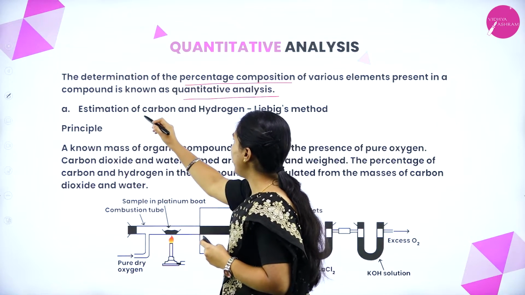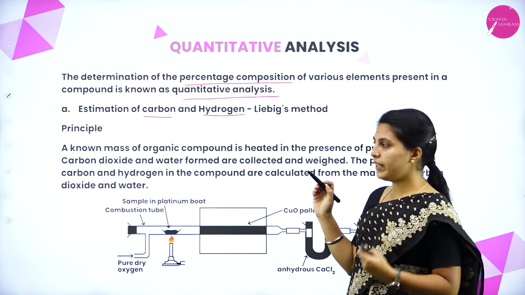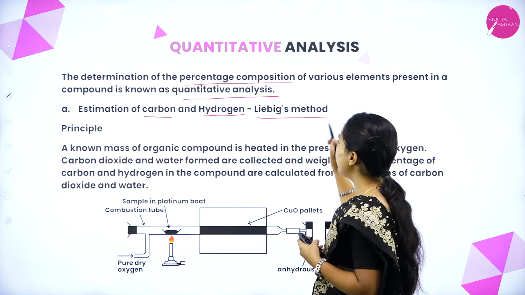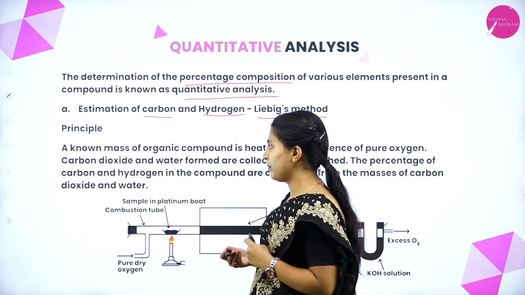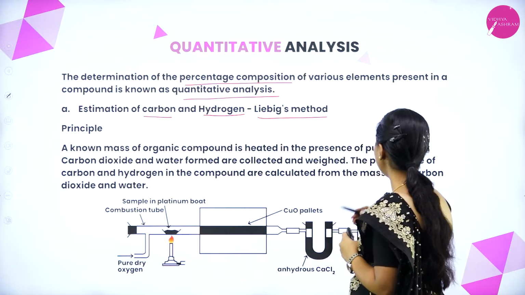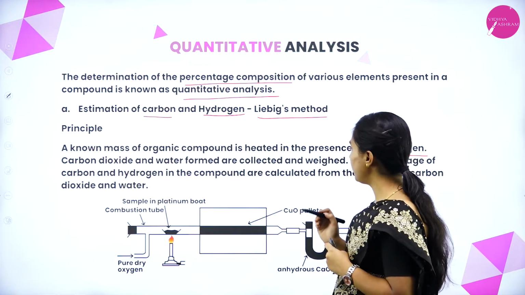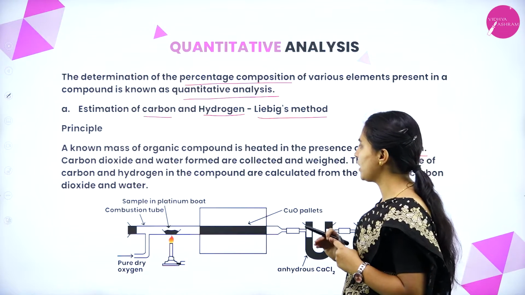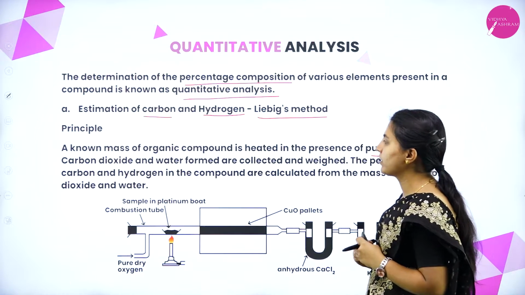Estimation of carbon and hydrogen. We have seen carbon and hydrogen in the qualitative analysis. Now we are seeing the estimation of carbon and hydrogen by Liebig's method. So what is the principle of this estimation? A known mass of organic compound is heated in the presence of pure oxygen. Carbon dioxide and water formed are collected and weighed. The percentage of carbon and hydrogen in the compound is calculated from the masses of carbon dioxide and water.